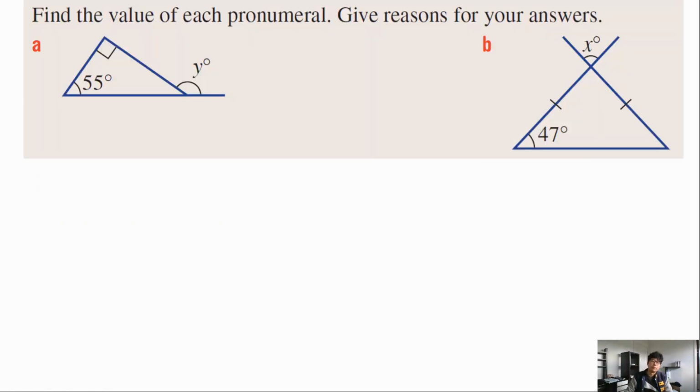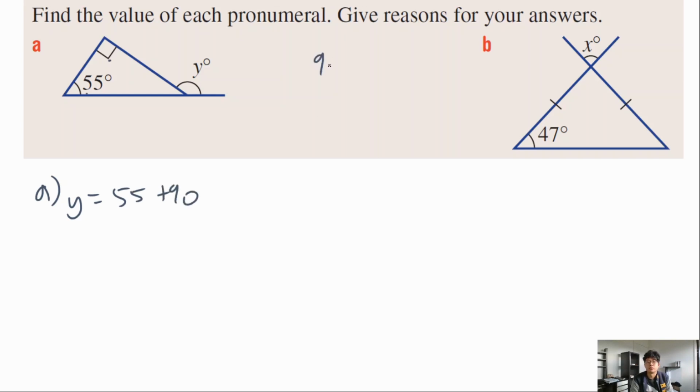Alright, now keeping this in mind, let's have a couple of questions. Find the value of each polynomial and give reasons for your answer. So remember the exterior angle theorem. For question A, that's the exterior angle here. That would equal that plus that. So Y would equal 55 plus 90.